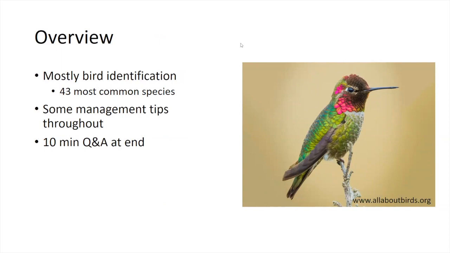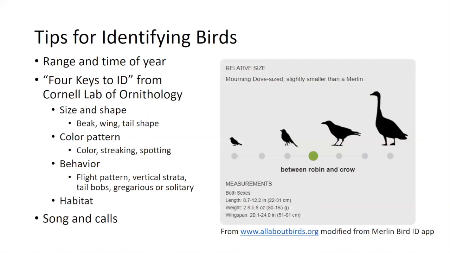Okay, thanks, Alice. So an overview for the webinar today, we'll mostly be focusing on bird identification, and I've chosen 43 of the most common farm bird species, which was hard to choose, but I tried to pick species that are common throughout at least a large portion of the country. And there are some management tips sprinkled throughout, and this says 10-minute Q&A, but it'll actually be 30 minutes. Oops. Okay, it's working now.